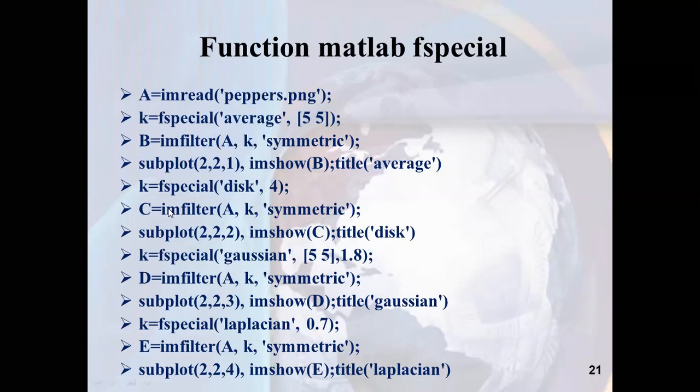replace again, repeat again this function, and every time, for example, for average, increase or decrease the size of the window. For disk, increase or decrease the size of the radius. For Gaussian, you have two parameters. You can increase and decrease the size of the window, or increase, decrease the size of the sigma. Also, for Laplacian, you can decrease or increase the value of alpha. And every time, see what is the influence or the effect of alpha on the images.